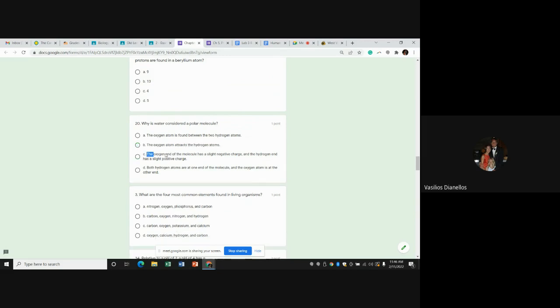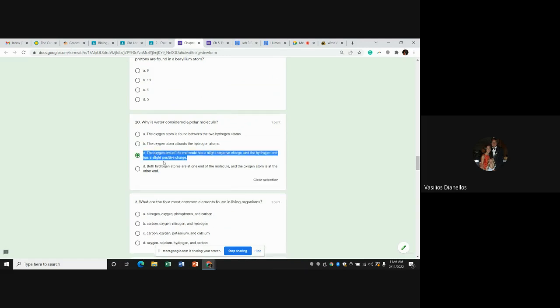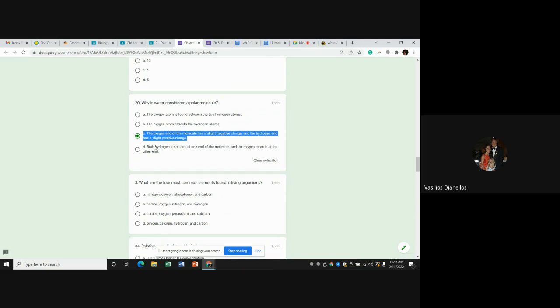The oxygen end of the molecule has a slight negative charge, and the hydrogen end has a slight positive charge. That is the answer. That's what makes it a polar molecule. Anyway, let's look at this. Both hydrogen atoms are at one end of the molecule and the oxygen is at the other end. See, to me, D and A are very similar. Both correct statements. And without those things, sure, it would not be a polar molecule, but C is the best answer.